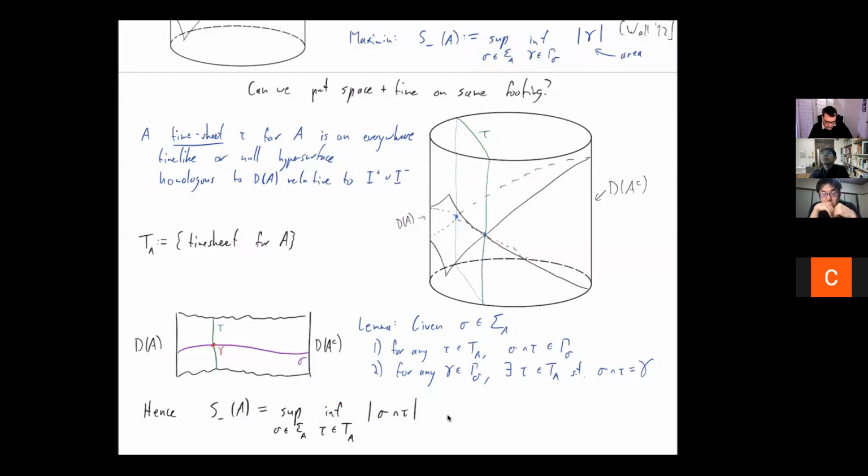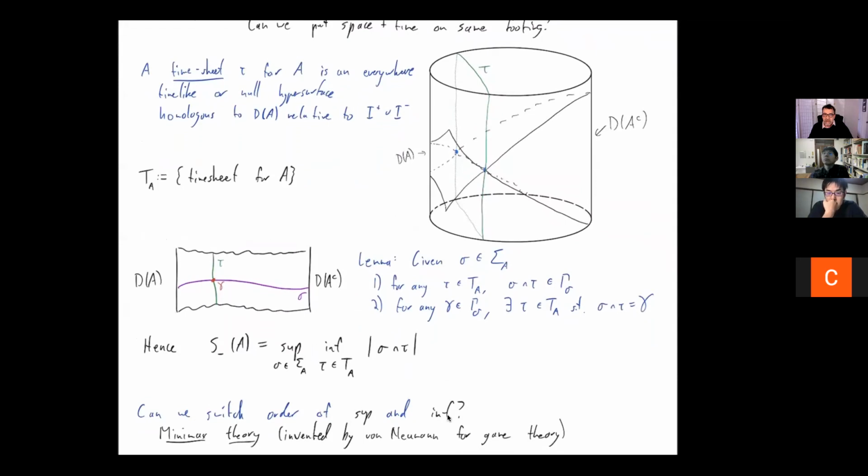And so the question is, can we switch the order of the minimization and maximization? Do we have that freedom? It leads to the general question: if you have a function of two variables and you're minimizing on one variable and maximizing on the other, can you switch the order or not? There's a whole theory about that called minimax theory, which was invented by the same guy who wrote down the entropy formula, von Neumann. So this guy von Neumann, you can't get away from him.